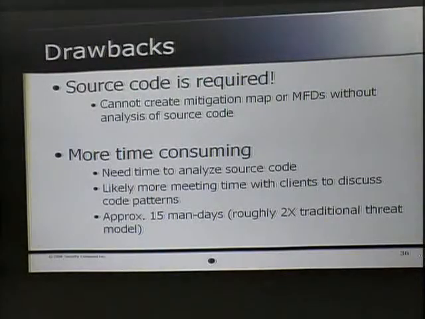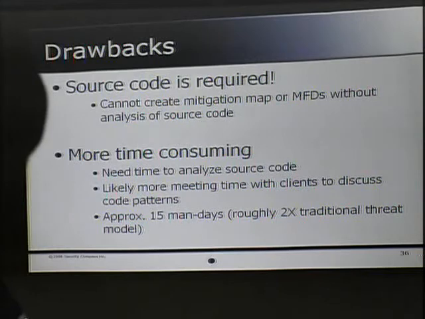That's very common. Yes. So by no means is this model perfect or the ideal solution. There are definitely drawbacks. Of course, the first thing that stands out is that source code is required. We're not going to be able to build these mitigation maps or mitigation flow diagrams without the source code, and we need a level of understanding of how source code works. And it's definitely more time consuming. Now that we have source code, it's something else to analyze, and it's a major step. So we have to analyze the source code.